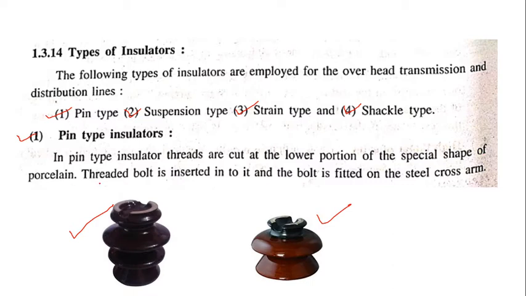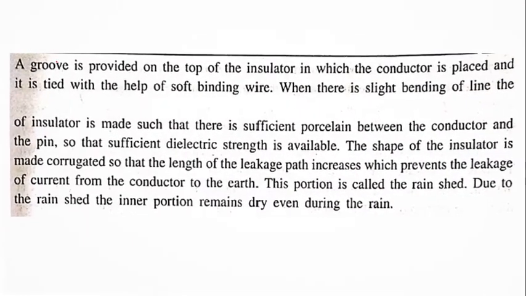A threaded bolt is inserted into it, and the bolt is fitted in the steel arm. So here we are going to pass our conductor through this thread and bolt it over here, and in this figure we can see it. Now a groove is provided on the top of the insulator, as we saw earlier in the figure, in which the conductor is placed and is tied with the help of soft binding wire when there is slight bending on the lines. Or we can directly put it on the groove that is provided for the conductor.